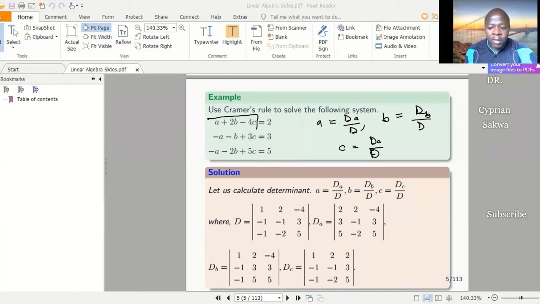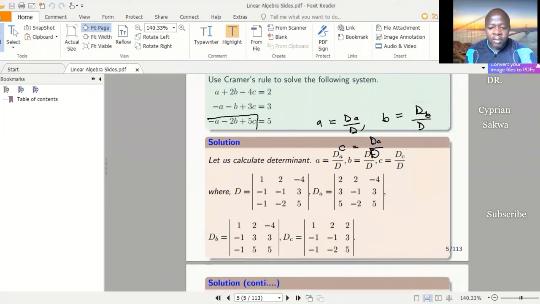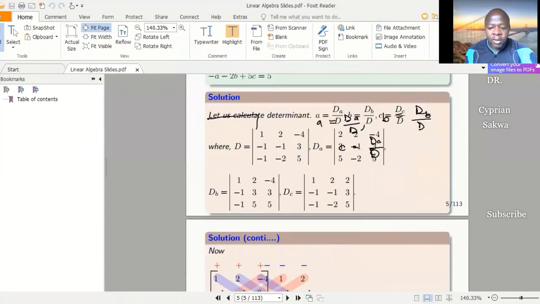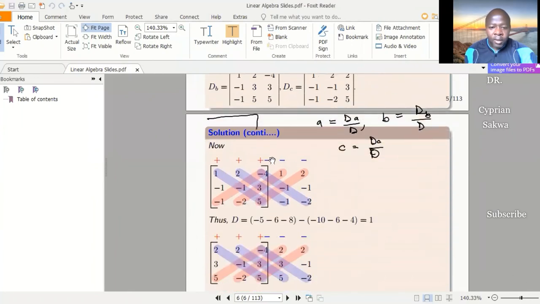So we now come straight to determining the determinants D, DA, DB, and DC. There are so many ways of calculating determinants. Since it's a 3x3 matrix, let me use the same method that we used in example one. Just a minute, let me erase that. So this was our D. Take the first two columns and add them here and multiply along the blue diagonals. Write your result in the first bracket and then multiply along the red diagonals and write your result in the second bracket.